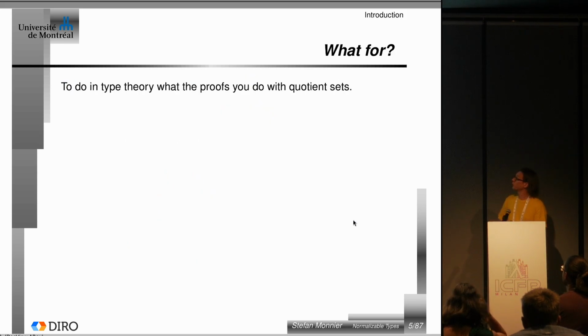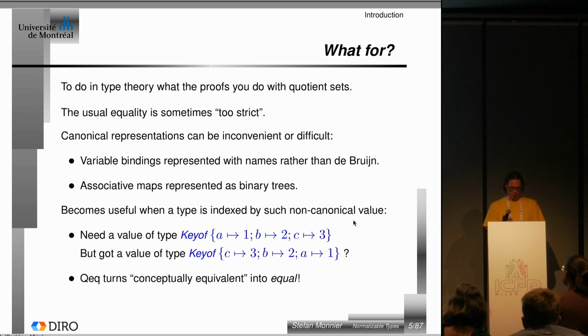Okay, so what do we want this for? Well, of course, we want this for just the same thing as we want to have quotient sets, right? But this is TyDe, so we don't only do proofs, we also write programs. So just to get a more concrete idea of why we would want that. The usual equality in type theory, of course, is strong. It's structural equality. It really has to be the exact same term. And sometimes it's not really convenient to use a canonical representation. Sometimes, for example, you want to use named variable bindings, even though they don't have this canonicity property. They're more convenient for other purposes.